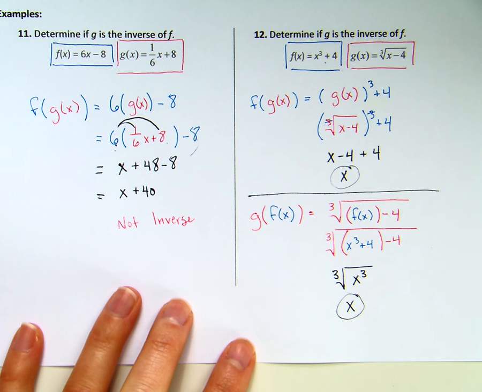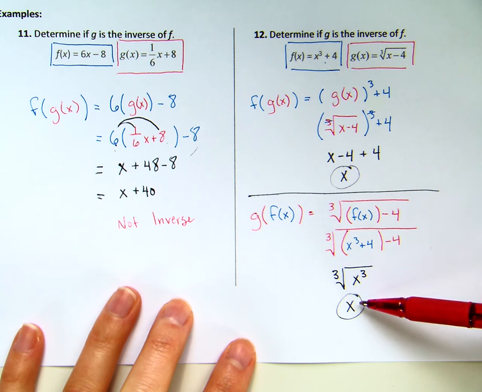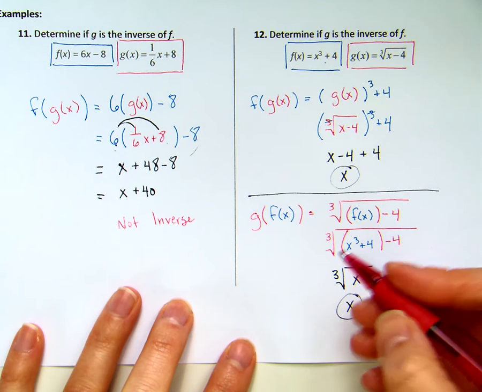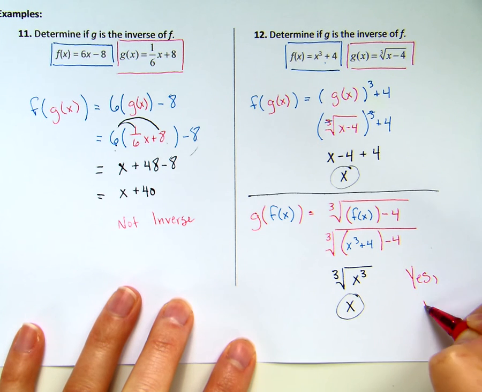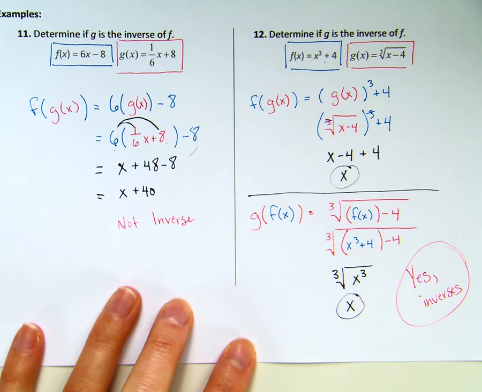So this tells us that since f of g of x and g of f of x both worked out so that everything canceled except x, we do in fact have inverses. That's our two-sided test.